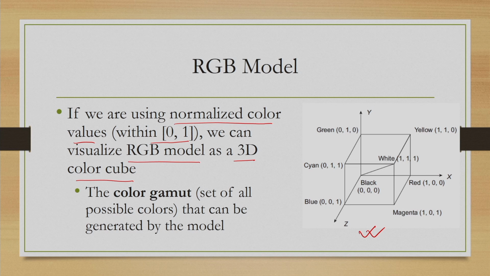This is also known as the color gamut, that is, the set of all possible colors that can be generated by the model. So, the cube that is shown here contains all possible colors that can be generated by the RGB model.